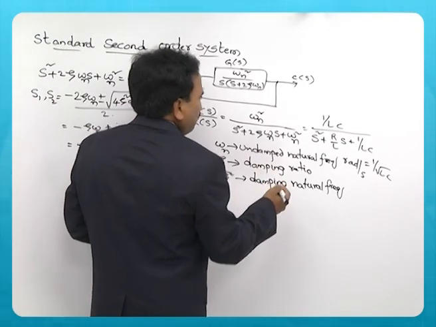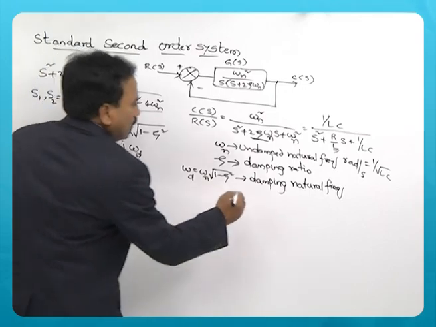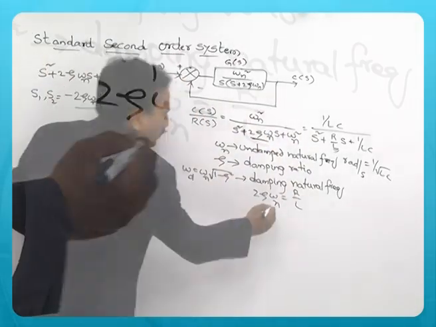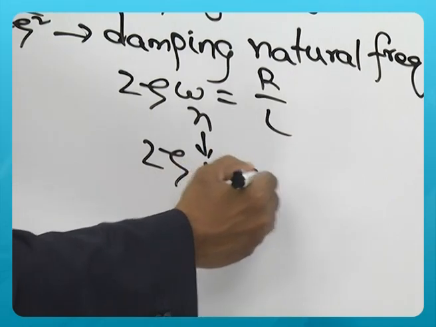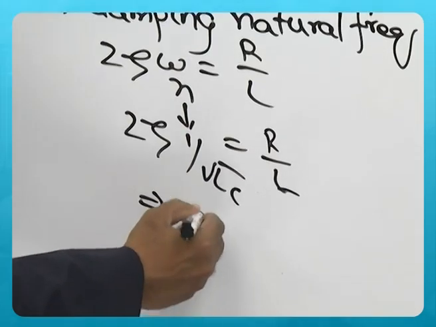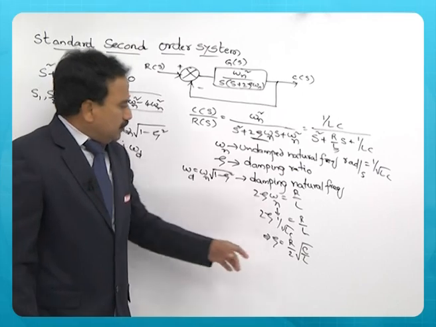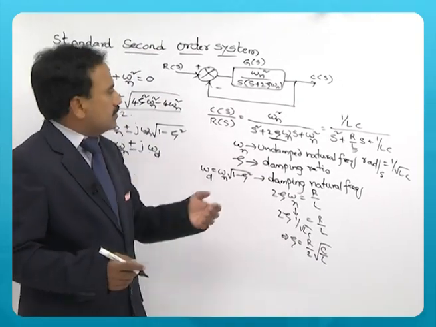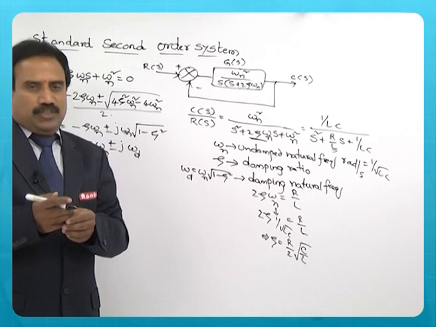Now the damping ratio. If you equate the S coefficient with R by L, 2 zeta omega n is equal to R by L. Substituting omega n equal to 1 by root LC into 2 zeta omega n equal to R by L and solving for zeta, we get zeta equal to R by 2 under root C by L. So zeta is the damping ratio, it depends on R, L and C, whereas omega n, the undamped natural frequency, depends on only L and C.